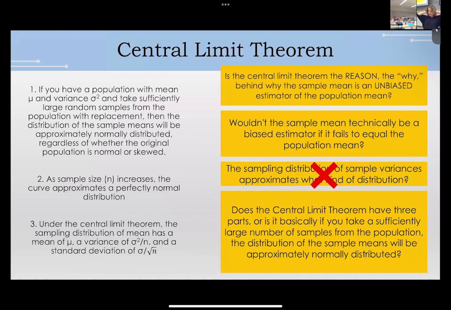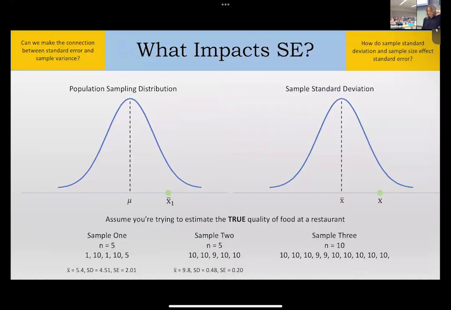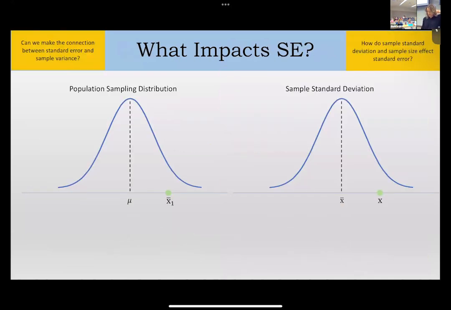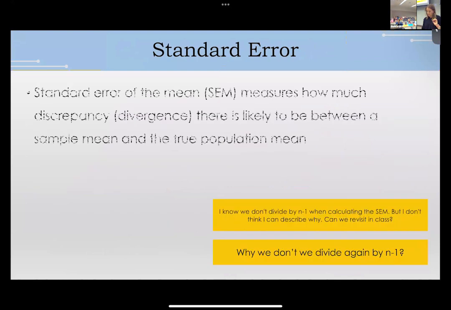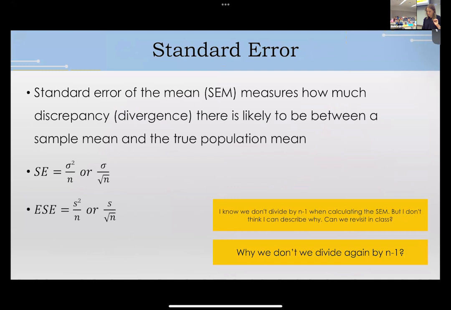A couple of central limit theorem pieces. Oh, there was one question we missed here. It's small, so I skipped it. "I don't know why we divide by n-1 when calculating the standard error of the mean. I know we don't divide by n-1 when calculating standard error of the mean, but I don't think I can describe why. Can we revisit that?"